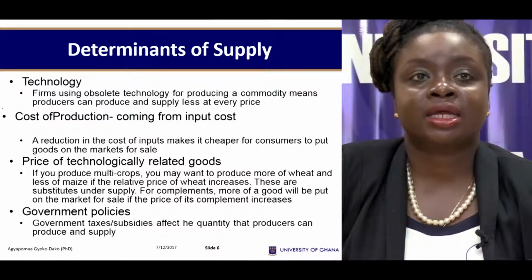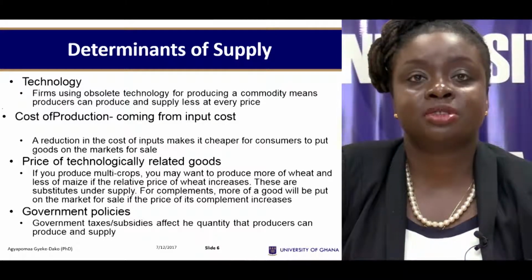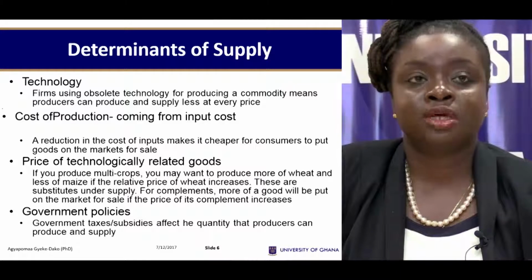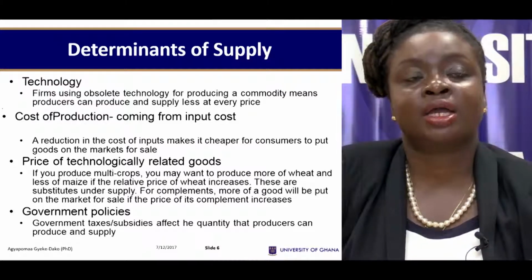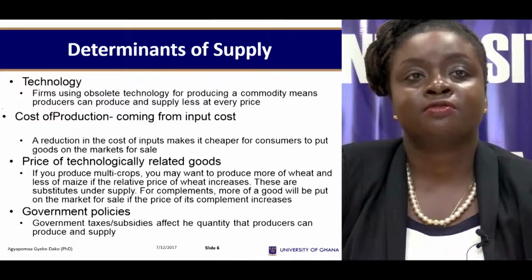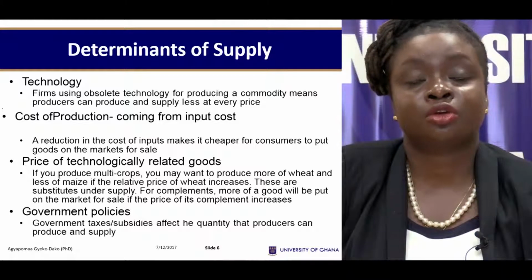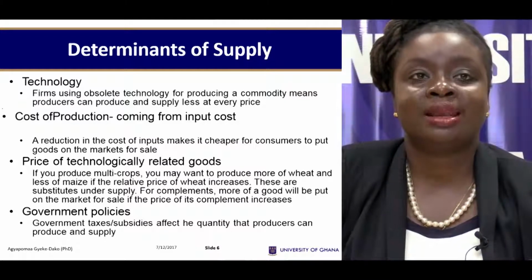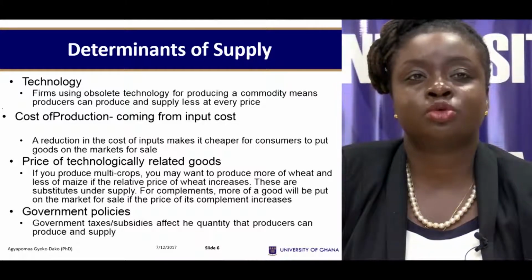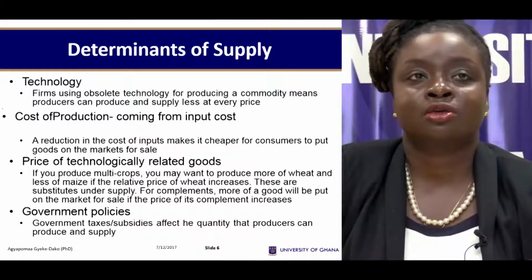Government policies like taxes and subsidies would also influence how much producers are willing and able to put on the market for sale. If taxes were high, generally, you'd expect that producers would be able to put less on the market for sale. If taxes were low, they'll be able to put more on the market for sale.